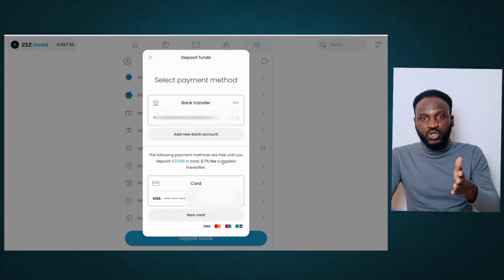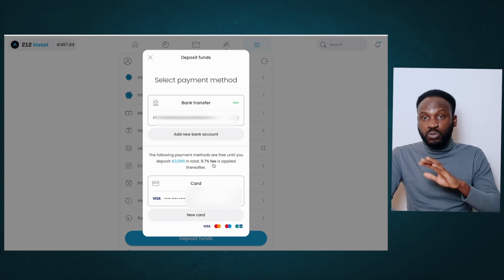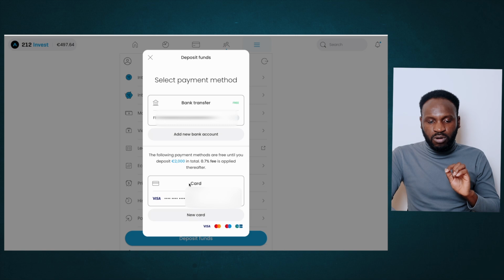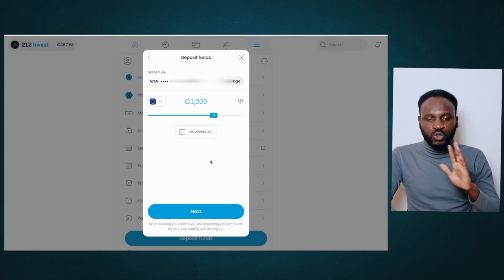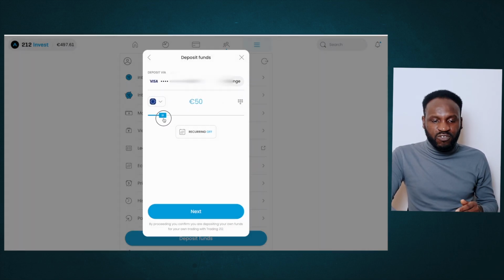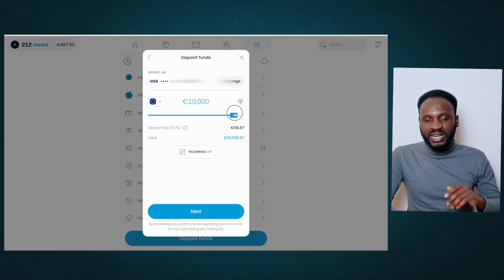I'll click on deposit, and it's going to pop this up. You can choose either from your bank account or you can pay with your MasterCard. Let us say I want to pay with my MasterCard. I will click on my MasterCard here, and it's going to pop this up. Here you are going to enter the amount of money that you want to invest. Let us say I want to invest $15,000 or $30,000.